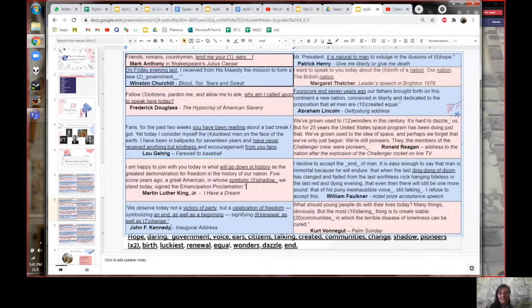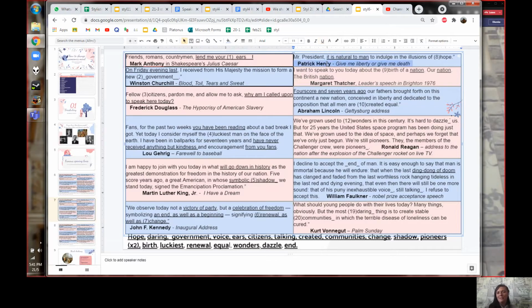Okay, next one, JFK. His inaugural address, which means the speech he makes when he's first made president. He says, "A victory of party, a celebration of freedom, an end as well as a beginning, renewal as well as change." There we go. Renewal and change, they're very presidential words, don't you think? Yes. Okay, next one. Patrick Henry.